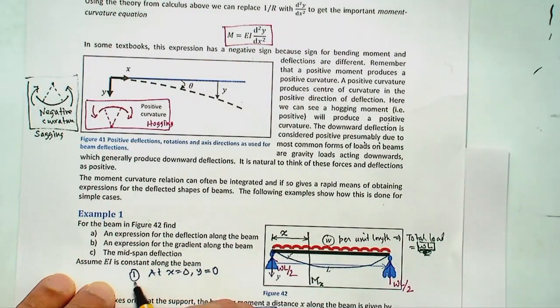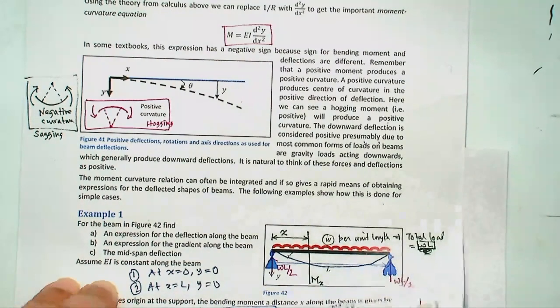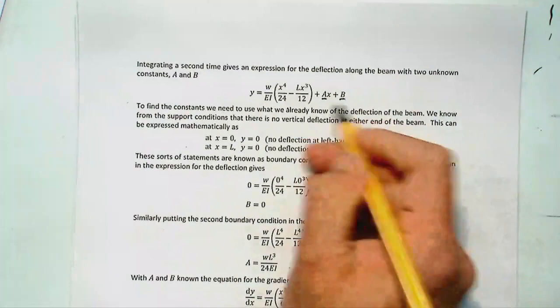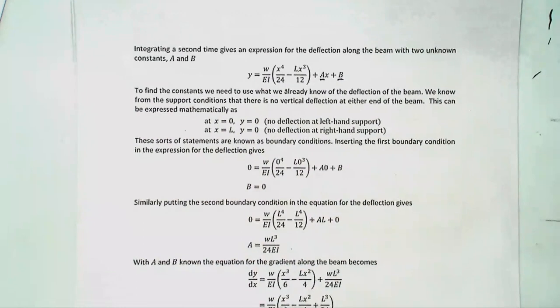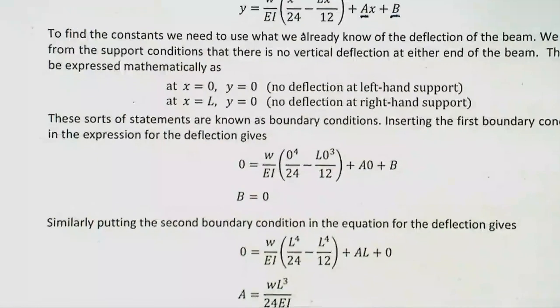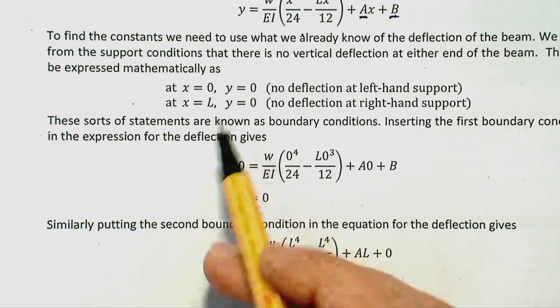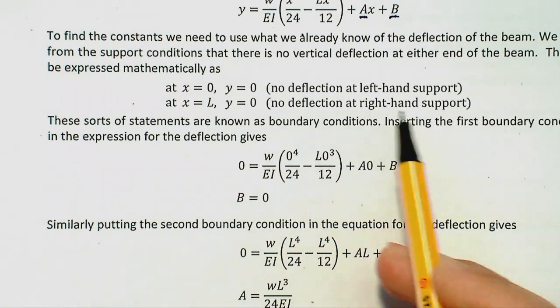And the second known condition is, if I go to x equal to L, which is the other support, my deflection is 0 as well, y is 0. So, I will use those two conditions to find out my a and b. So, at x equal to 0, y equal to 0 means no deflection over the left hand support, and at x equal to L, y equal to 0 means no deflection on the right hand support.